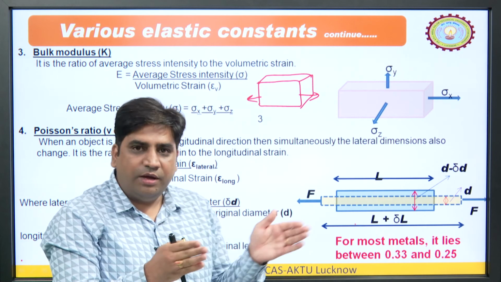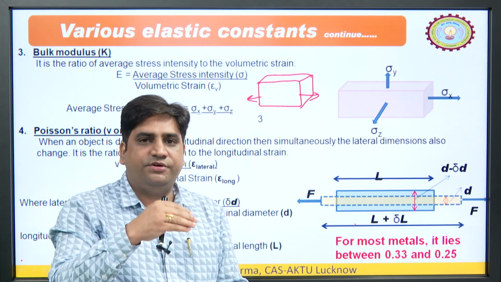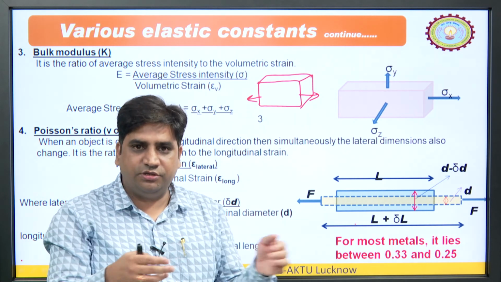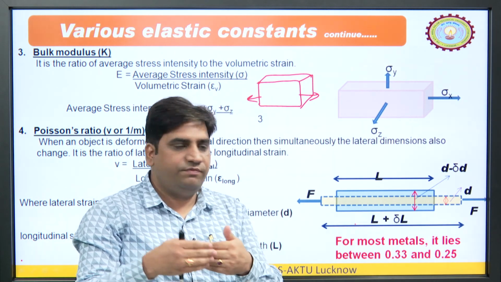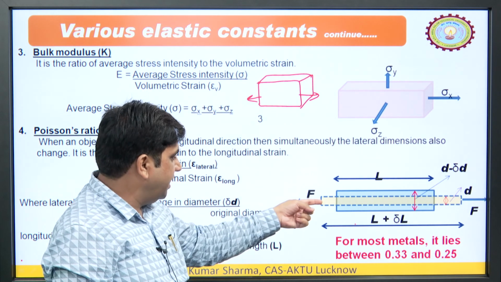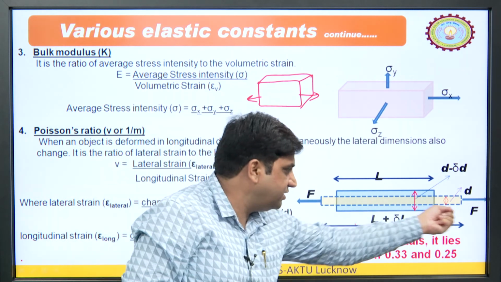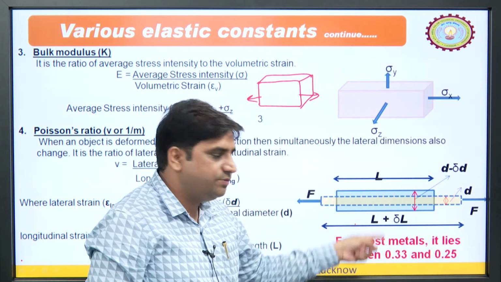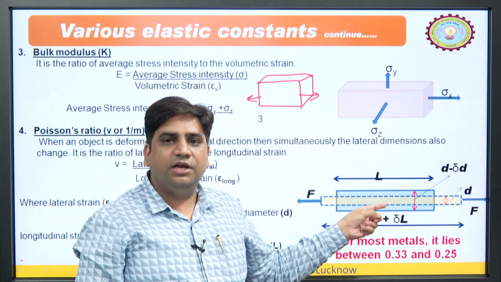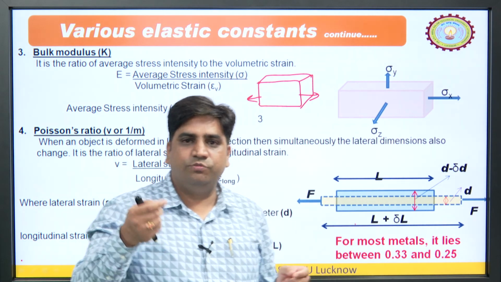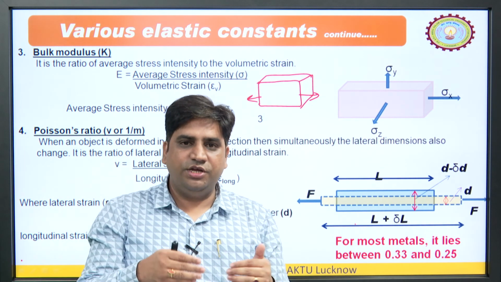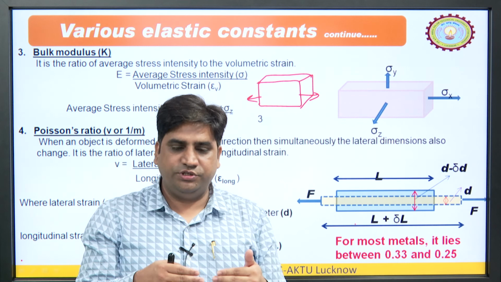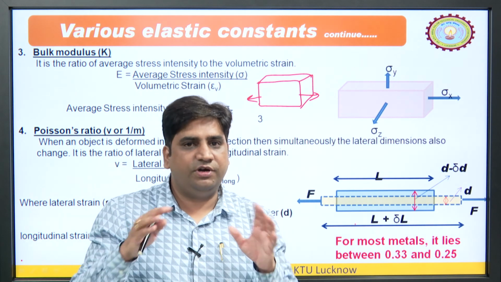So, there are two dimensions, longitudinal and lateral. Longitudinal means along the direction of application of force and lateral means perpendicular to the direction of application of force. Force is being applied in this direction. So, this direction is longitudinal and this direction is perpendicular to the force, it is the lateral direction. The ratio of the strains produced in the longitudinal and the lateral dimensions is known as the Poisson's ratio and it is fixed for different materials.